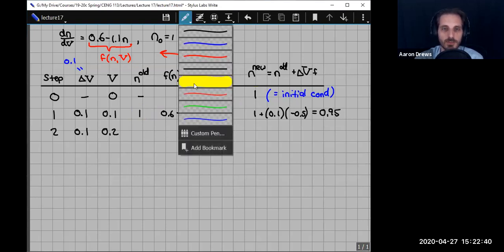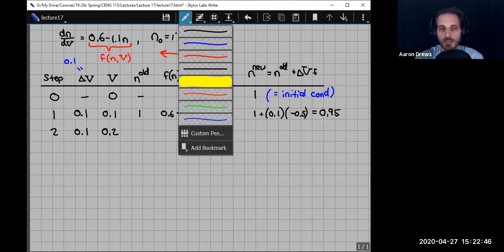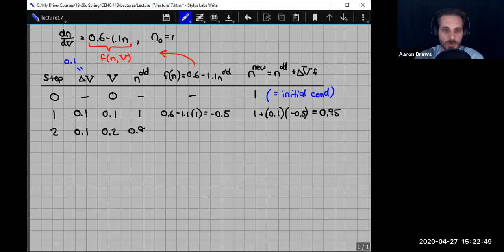So now I'm going to take this value of 0.95, and I'm going to put it right here, because that's now my old value, right? The previously calculated value was 0.95. And now I take these, plug them into my function. So 0.6 minus 1.1 times 0.95. The result is minus 0.445. Getting a little cramped over here, but we can keep going. And the new value is the old value, 0.95, plus the step size times the slope, which is minus 0.445. And if I add those together, I end up with 0.906.